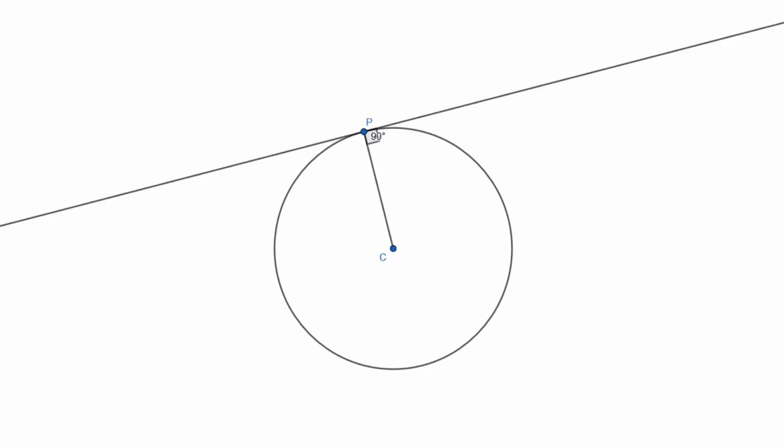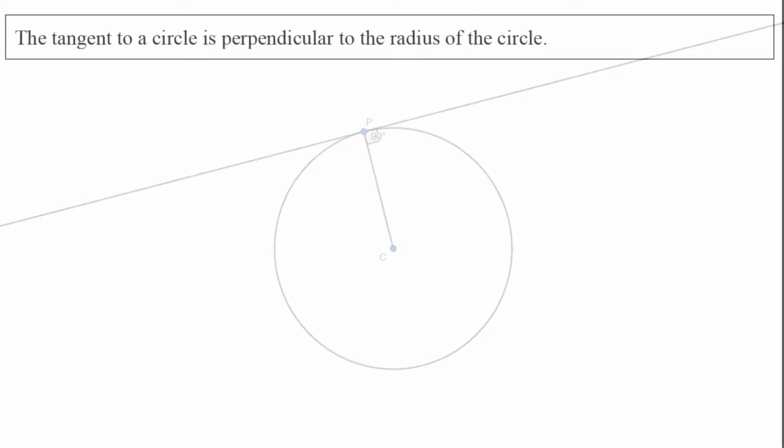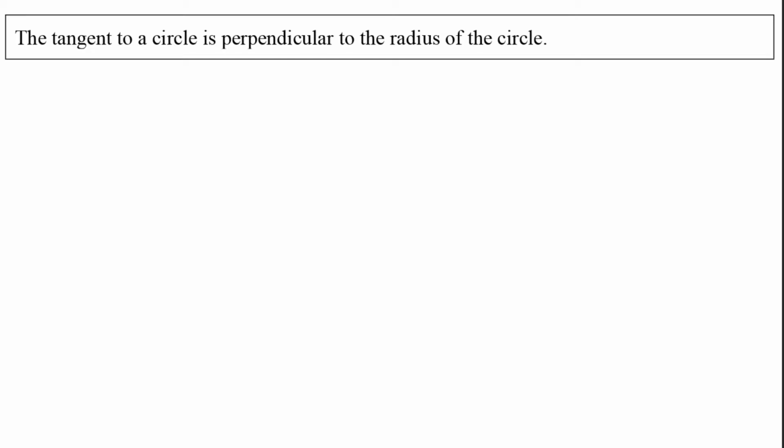There is so much symmetry in a circle. In particular, if we extended the line from C to P, it would become a line of symmetry of the entire circle. It's very difficult to see how this result could be anything other than what it is. So we have this result. The tangent to a circle is perpendicular to the radius of the circle.